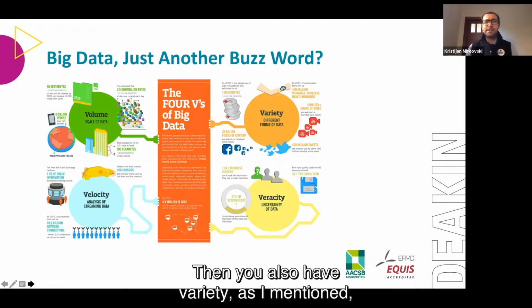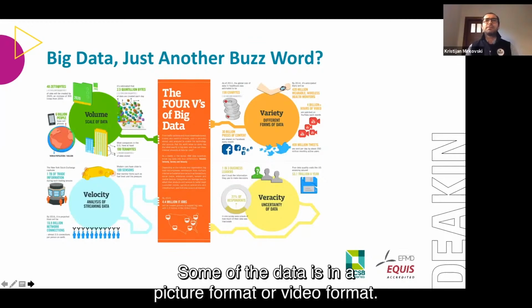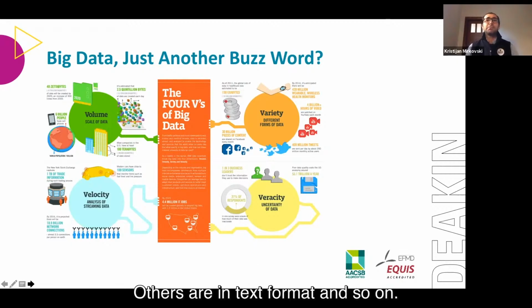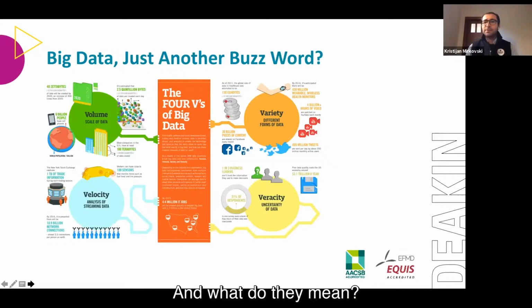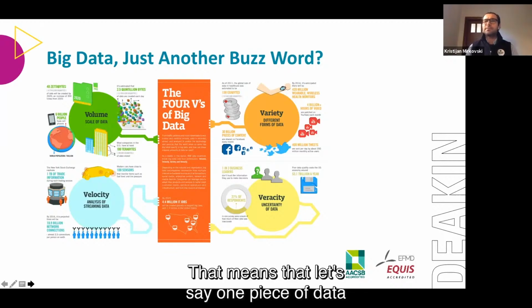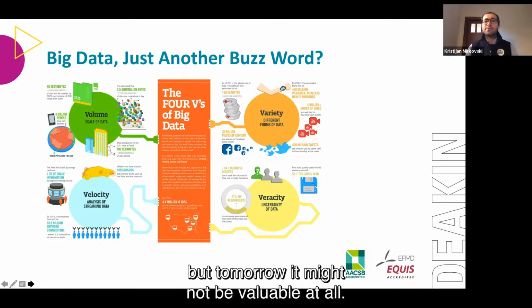Then you also have variety, as I mentioned. You have different formats of this data. Some of the data is in picture format or video format, others are in text format, and so on. How do you make sense of all these things together, and what do they mean? And then you have veracity, which is the uncertainty of data. That means that one piece of data or one set of data might be valuable today, but tomorrow it might not be valuable at all.